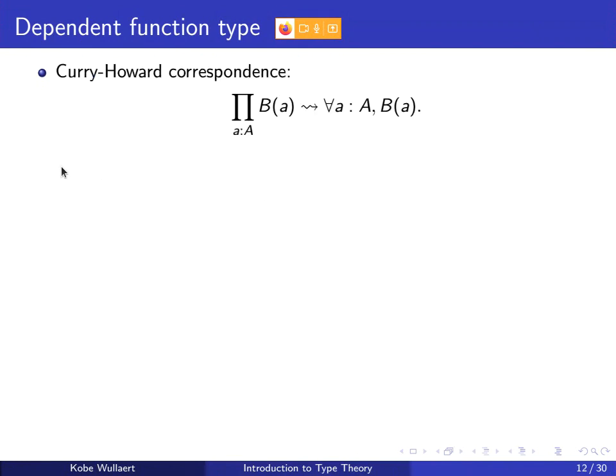Okay, so how does one think about this dependent function type? Well, types are propositions. B of a is a type on its own. So if you have a term of this dependent product type, this dependent function type, then you can see that, in a sense, it interprets the formula: for all a, B of a holds.